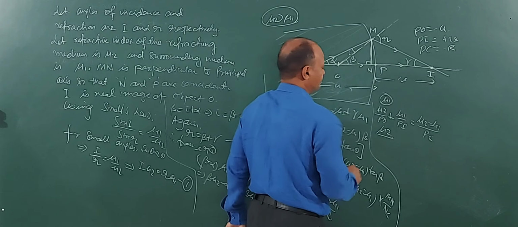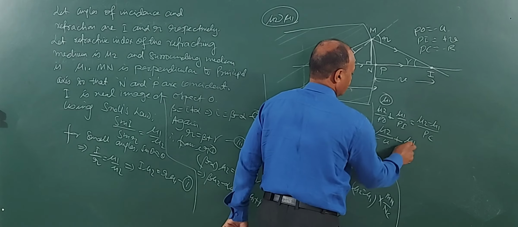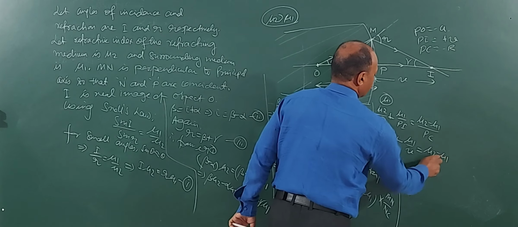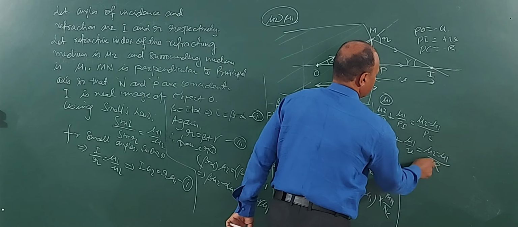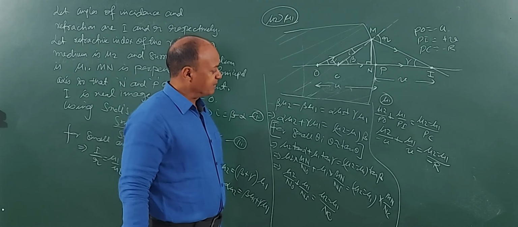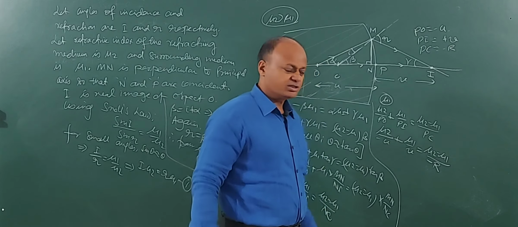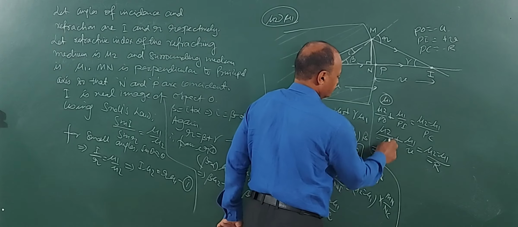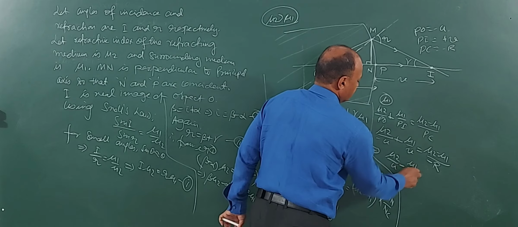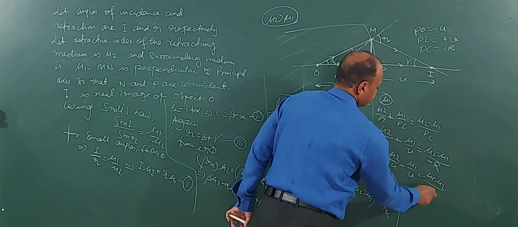mu2 by PO is minus u plus mu1 by V is equal to mu2 minus mu1 by minus R. Then what I do now is multiply both sides by minus 1. If I multiply both sides by minus 1, the sign will change. So it will be mu2 by u minus mu1 by v is equal to mu1 minus mu2 by r.